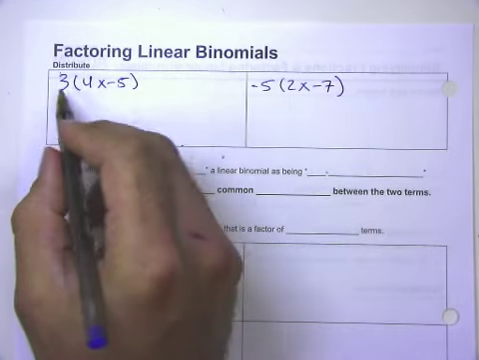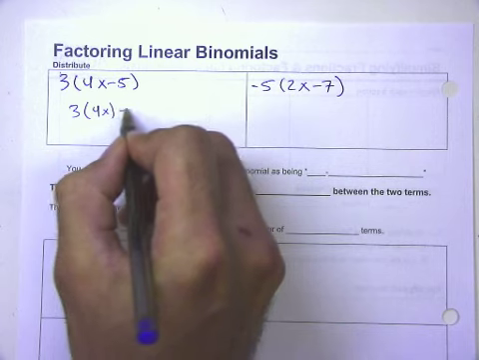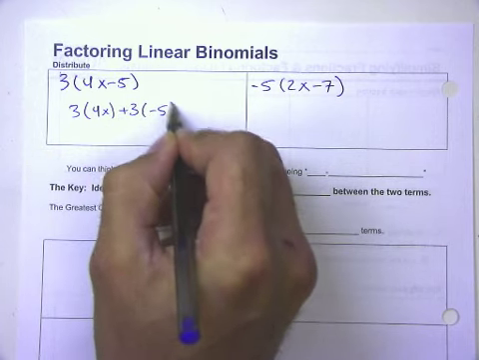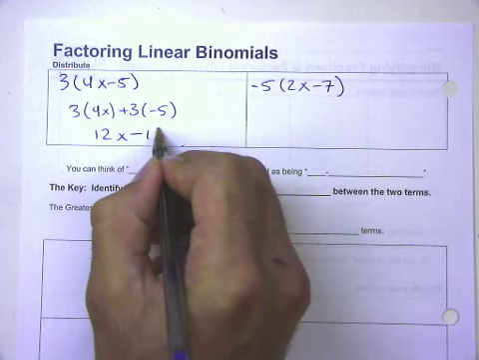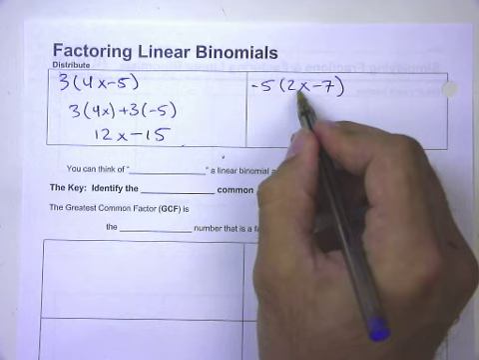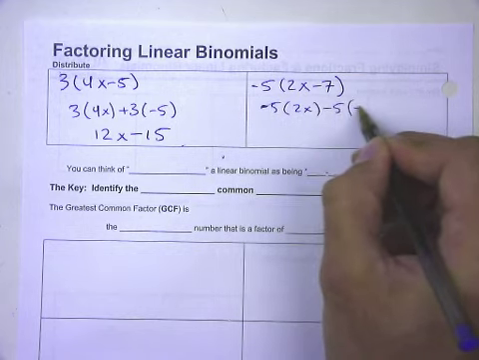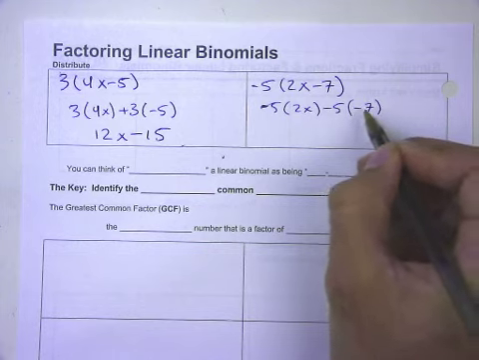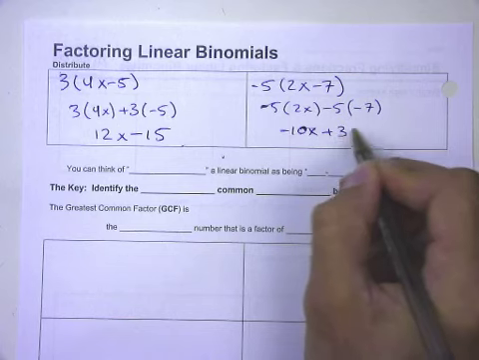All right, welcome back. When we distribute these, we should have 3 times 4x plus 3 times negative 5, which gives us 12x minus 15. And over here we have negative 5 times 2x and negative 5 times negative 7. So then we have negative 10x plus 35.